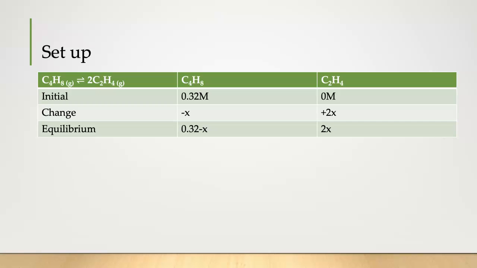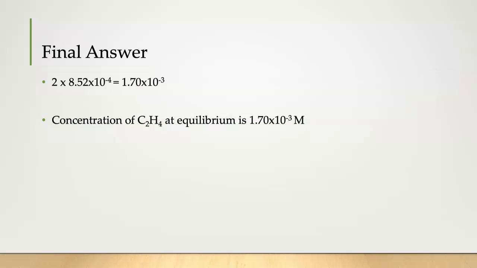So you look back at your setup, and you know that to find the concentration you have to have 2x. So you multiply your x times 2, and that equals 1.70 times 10 to the minus 3. So the concentration of the C2H4 at equilibrium is equal to 1.73 times 10 to the minus 3 molarity.